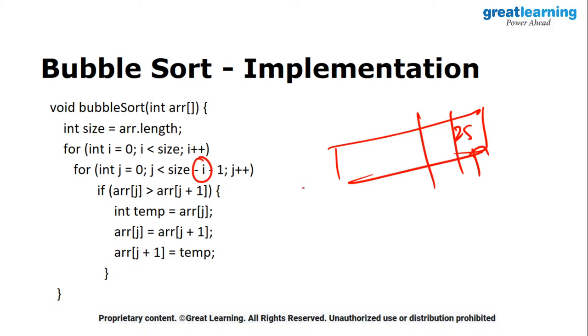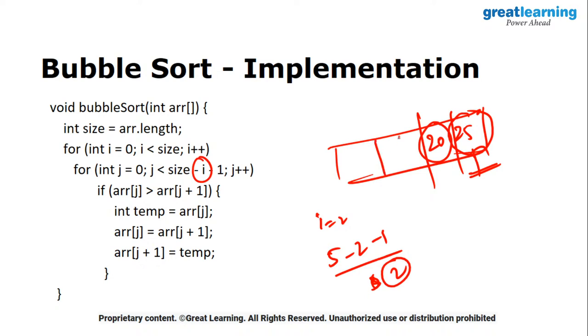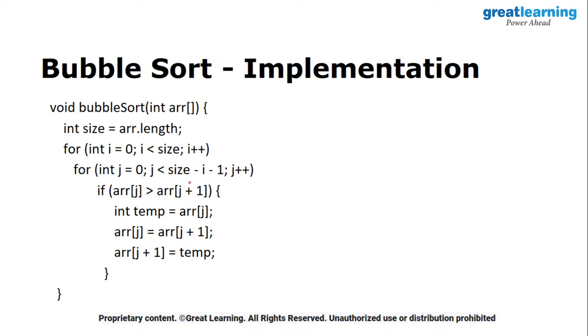So this i helps me remove the iterations that I'm doing. In the first case, I will have 25 at its original position. Then in the second case, I will have 20. So in the second case, what will I traverse? For i equal to 2, that is 5 minus 2 minus 1, only two iterations. That means I will be focusing on only these three elements. Got it? Great. So this is the reason why I'm using size minus i minus 1, for those elements which I don't want to check.